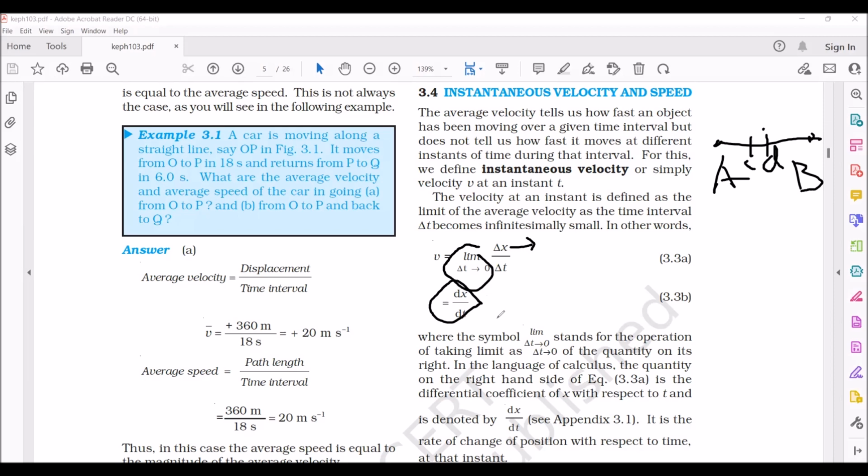So how fast the position is changing from x1 to x2 with respect to a small change in time t1 to t2, where that small change is almost 0, that is instantaneous velocity. Now, what is instantaneous speed?